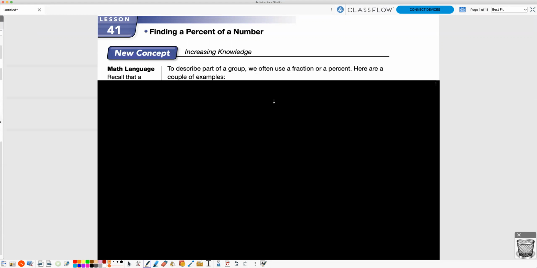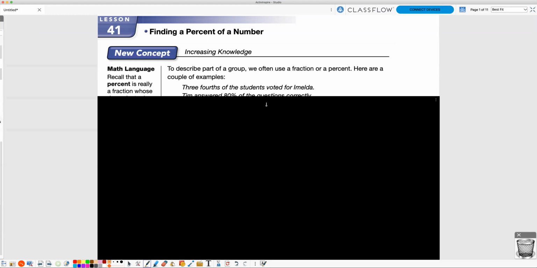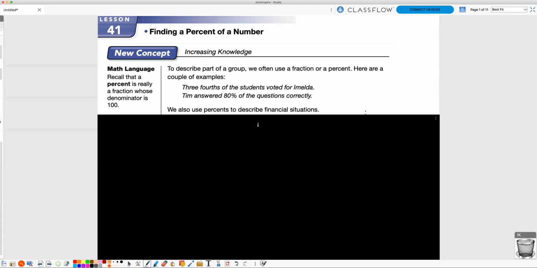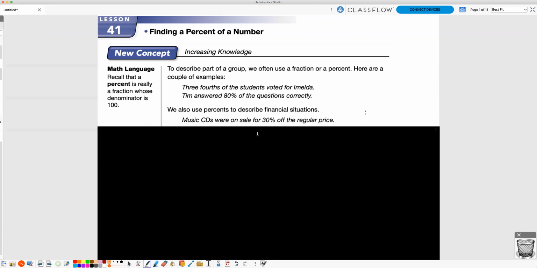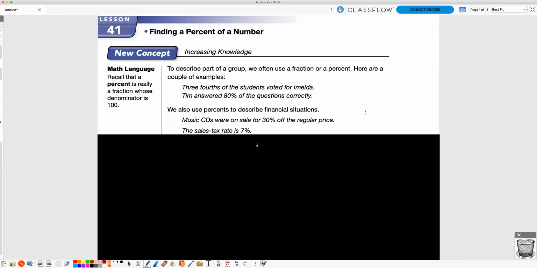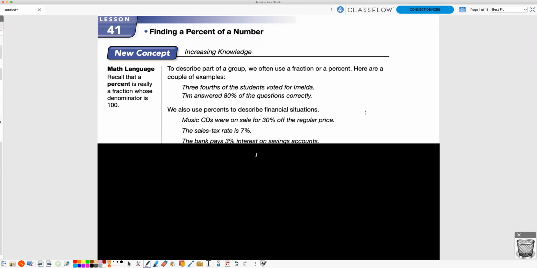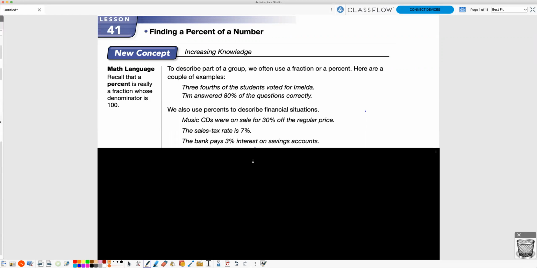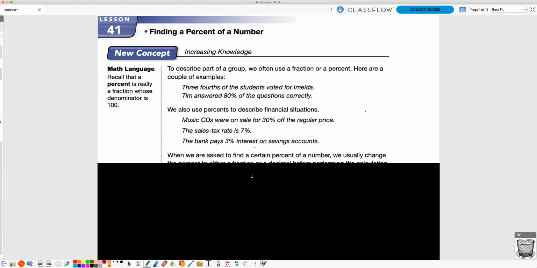To describe part of a group, we often use a fraction or a percent. Here are some examples. 3/4 of the students voted for Imelda. Tim answered 80% of the questions correctly. We also use percents to describe financial situations, like music CDs were on sale for 30% off the regular price. The sales tax rate is 7%. The bank pays 3% interest on savings accounts.